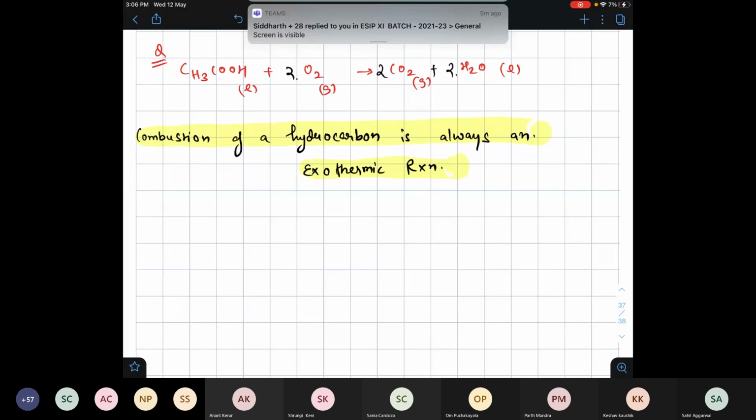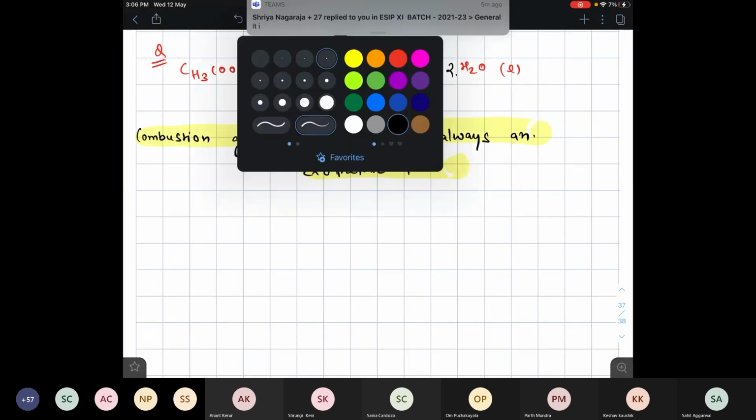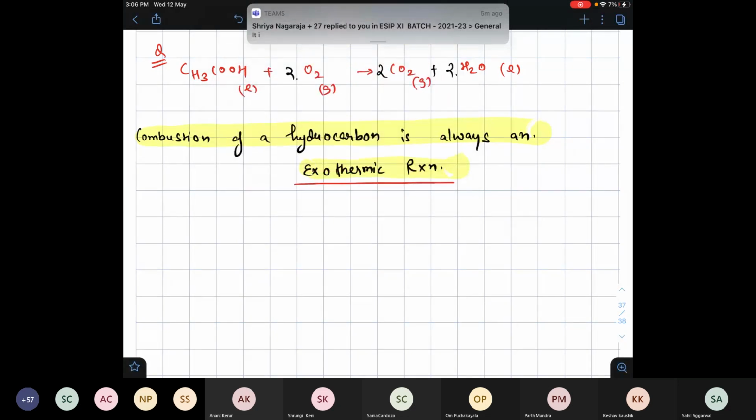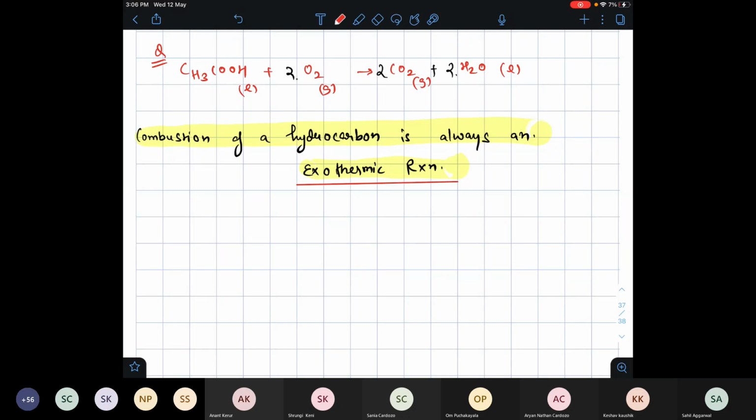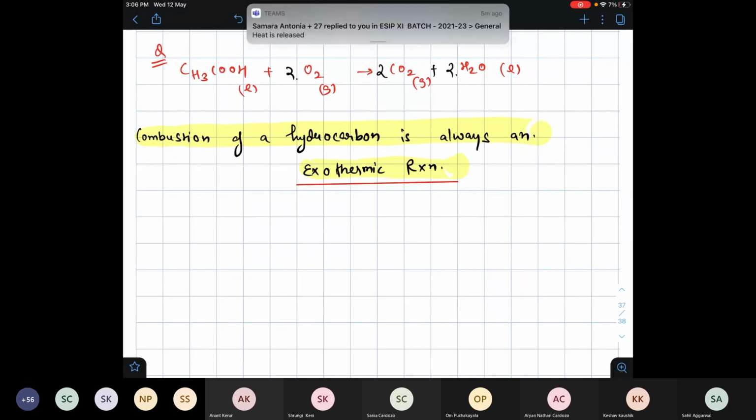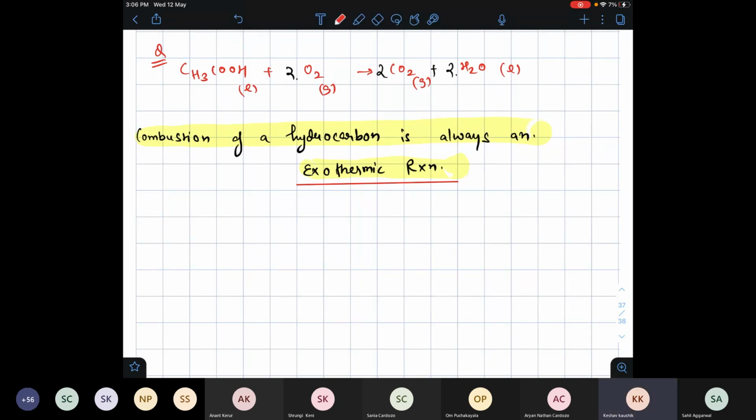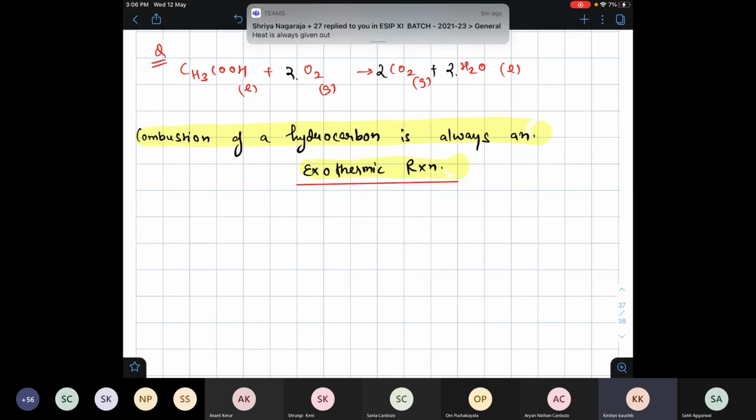If I'm saying combustion of hydrocarbon is always an exothermic process, what do you mean by that? There will be evolution of heat whenever the product is formed. That you were knowing before also. I must have told you something else, na. मैंने आपको कुछ extra भी तो बताया होगा. इतना तो you were knowing before also.